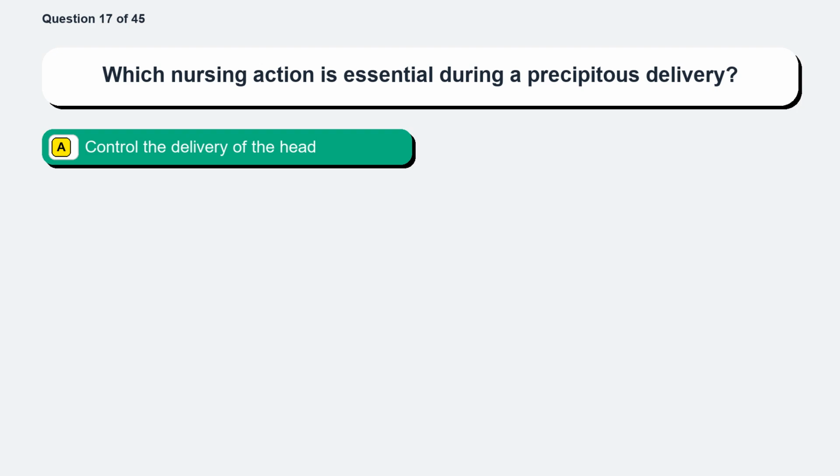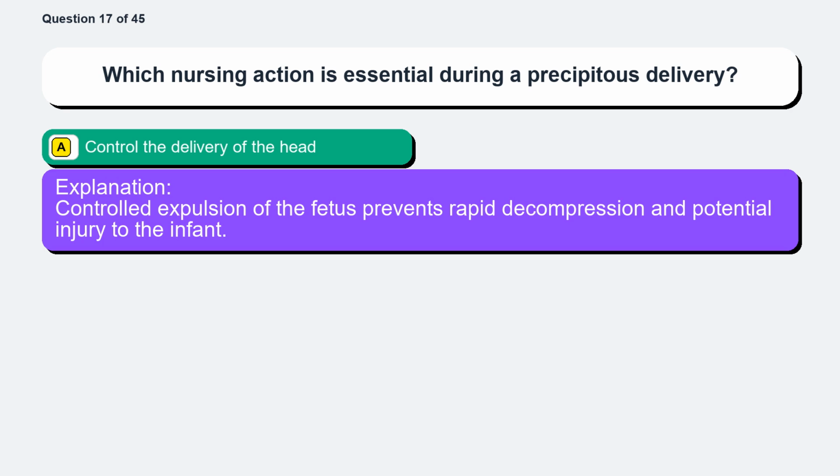The correct answer is option A, control the delivery of the head. Controlled expulsion of the fetus prevents rapid decompression and potential injury to the infant.